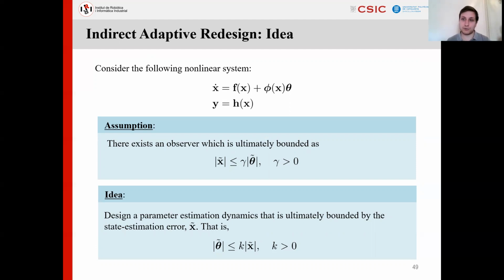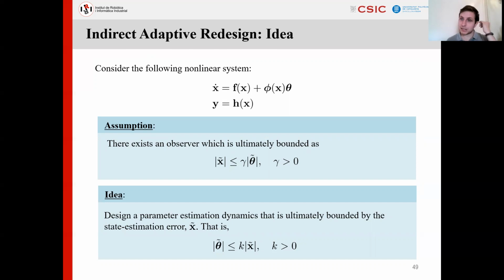The idea is to begin with an observer that satisfies an ultimate bound condition with respect to the parameter estimation error. This is not a restrictive assumption. And what you do is deploy a parameter estimation dynamics that is ultimately bounded by the state estimation error. If you find this parameter estimation dynamics, then you can prove that the coupling between the observer and the parameter estimator is stable through a small gain argument.